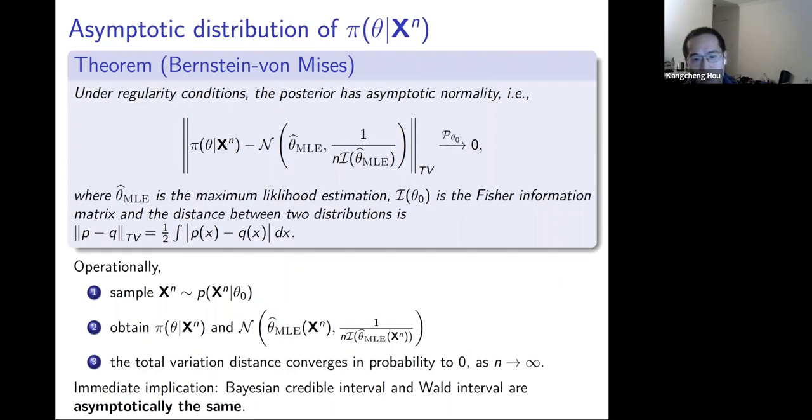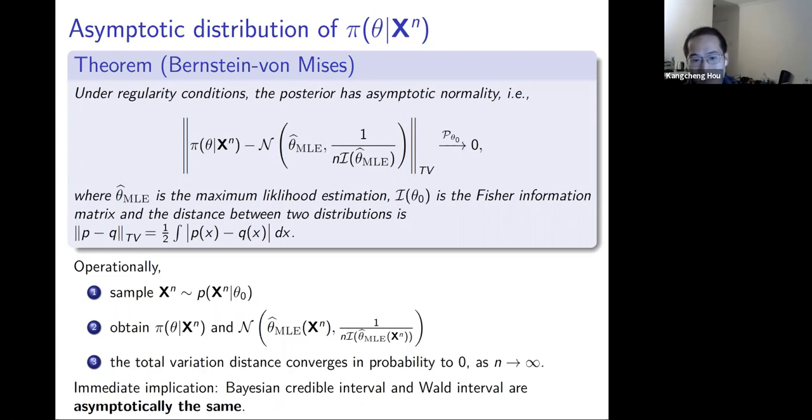And then we discuss the asymptotic distribution of the posterior. The famous Bernstein-von Mises theorem states that under regularity conditions, the posterior has asymptotic normality. Operationally, to understand this theorem intuitively, you sample n data points from the true model and you obtain the posterior with some prior that satisfies the regularity conditions. And you also construct another distribution centered on the maximum likelihood estimate, where the variance is obtained from the Fisher information matrix. And you calculate the total variation distance between the two. You can show that the total variation distance converges in probability to 0 as n goes to infinity.